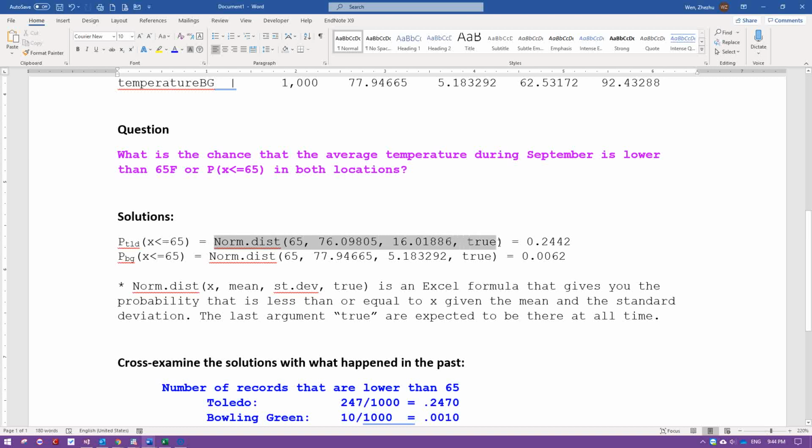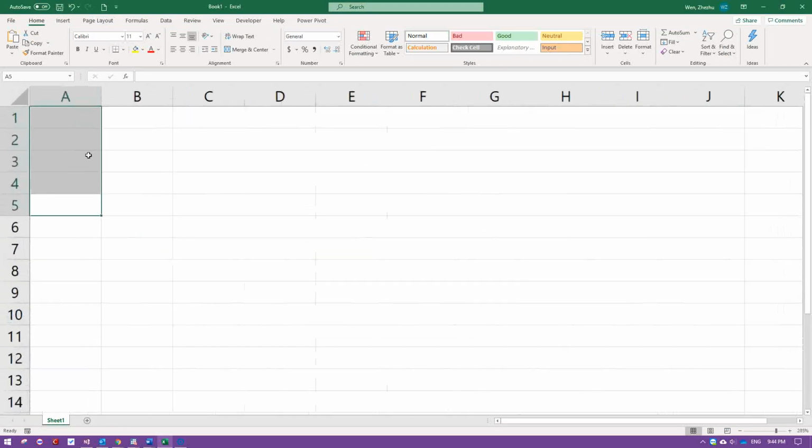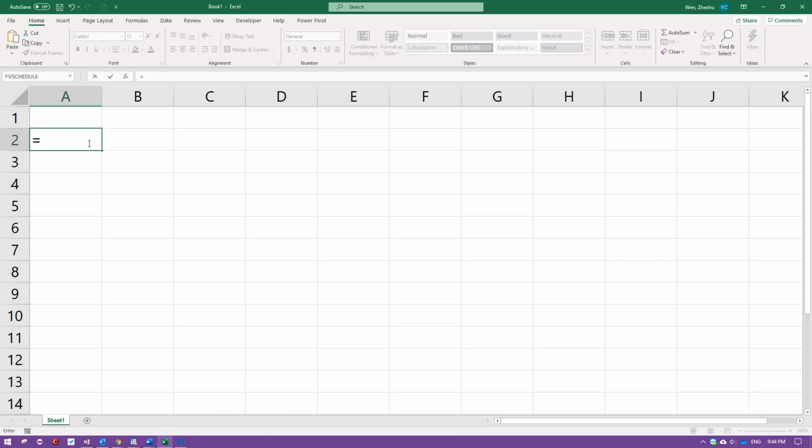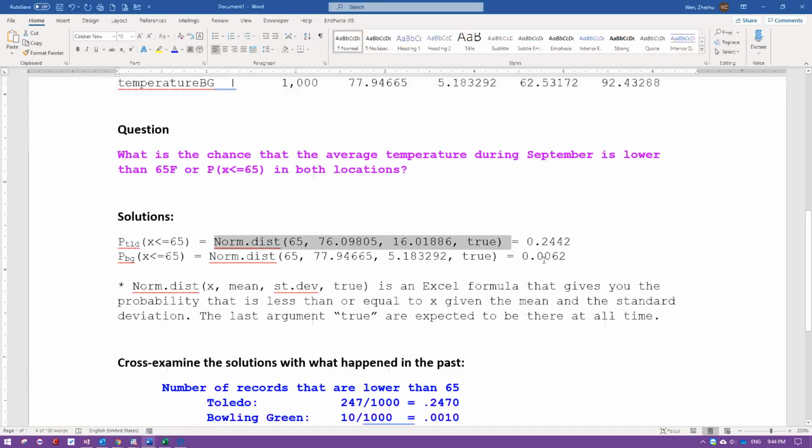Let's calculate this formula and open your Excel. Punch equal symbol and paste. Boom. So it's 24%. Okay, let's go back and see if I got the result correct. Yeah, because I calculated already. So this is the probability that weather is going to be less than 65. Okay, so you can repeat the same process.